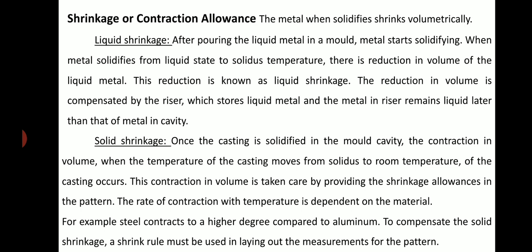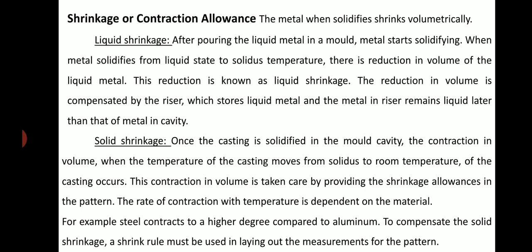Shrinkage or contraction allowance. The metal when solidified shrinks volumetrically. There are two types of shrinkages. Liquid shrinkage. After pouring the liquid metal in a mold, the metal starts solidifying. When metal solidifies from liquid state to solid temperature, there is reduction in volume of the liquid metal. This reduction is known as liquid shrinkage. The reduction in volume is compensated by the riser, which stores liquid metal, and the metal in riser remains liquid later than that of metal in cavity.